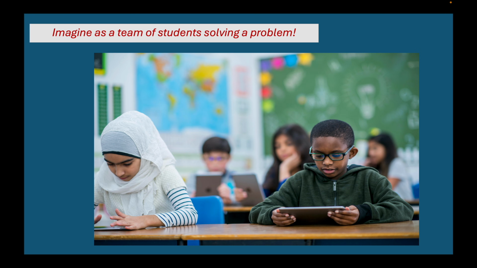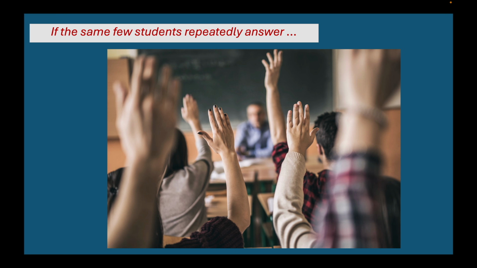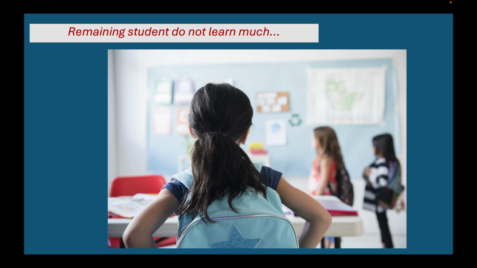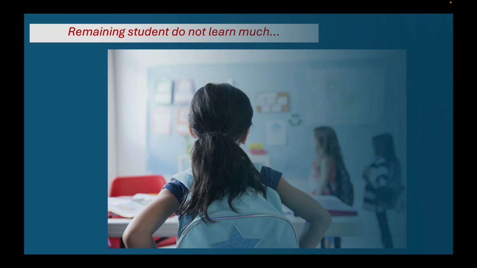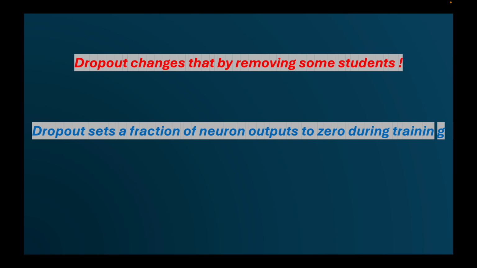For example, imagine a team of students solving a problem. If the same few students repeatedly answer, the other students do not learn much. Dropout changes that by randomly removing some students from the participation. Hence, everyone has to participate. Technically, dropout sets a fraction of neuron outputs to 0 during training.